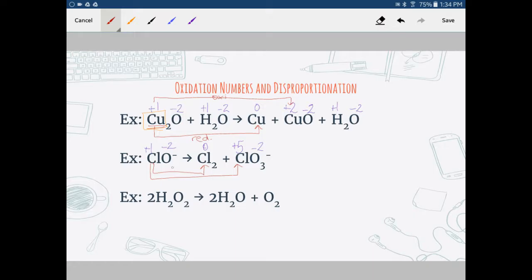+1 to 0, it became more negative, it gained electrons or got reduced. And +1 to +5, it actually became more positive. More positive means it's losing electrons. In other words, if it's losing electrons, it is being oxidized. Okay, let's take a look at our last example here.